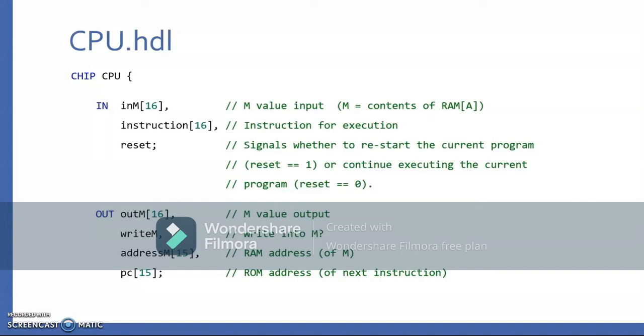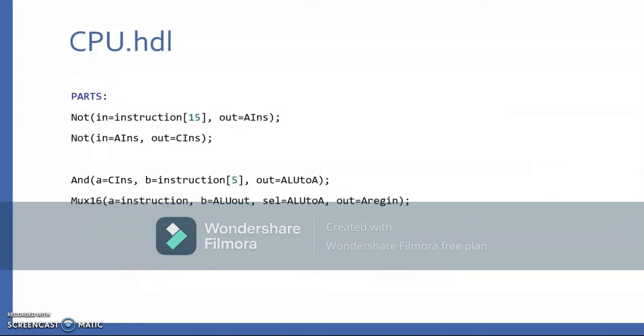The input pins of the CPU will consist of 16-bit inM, 16-bit instruction and reset. On the other hand, the output pins of the CPU will consist of 16-bit outM, writeM, a 15-bit addressM and a 15-bit PC. The inputs and outputs in this header section of the CPU do correspond to the design that was shown and discussed in the previous slides.